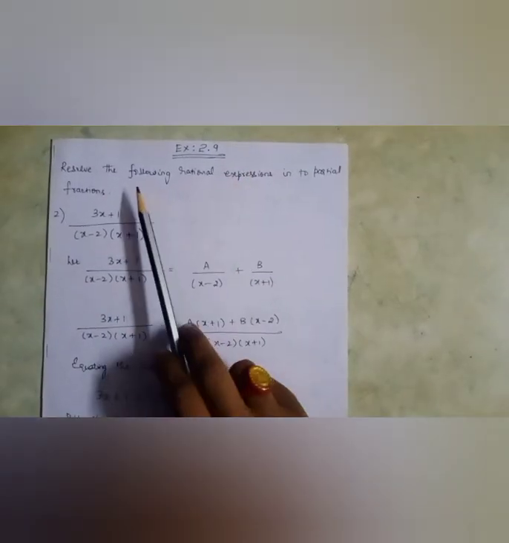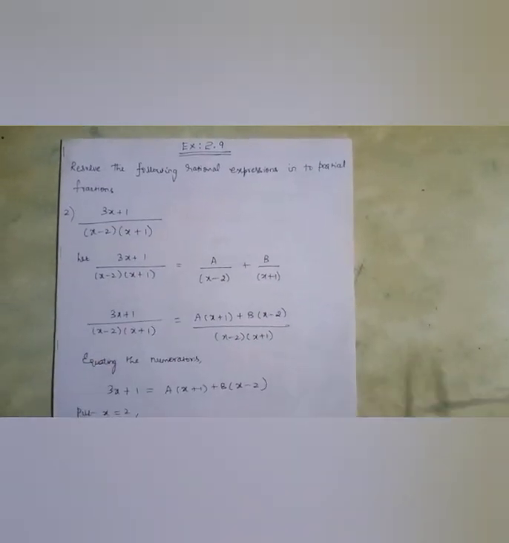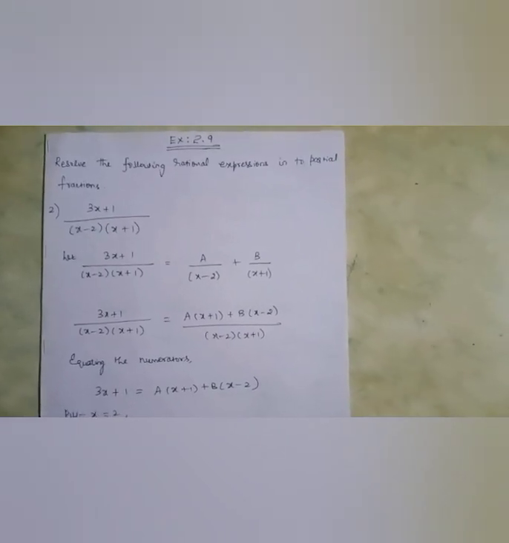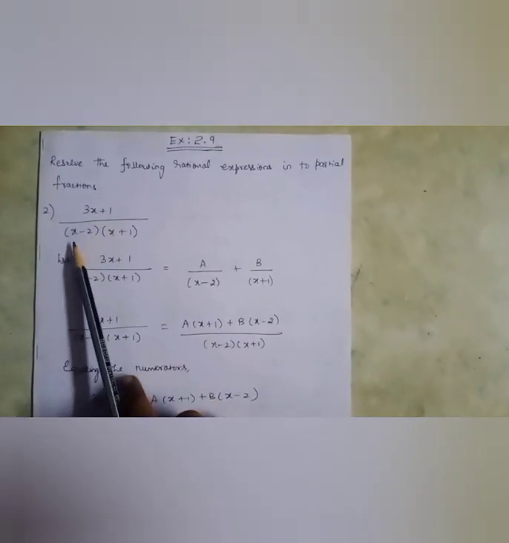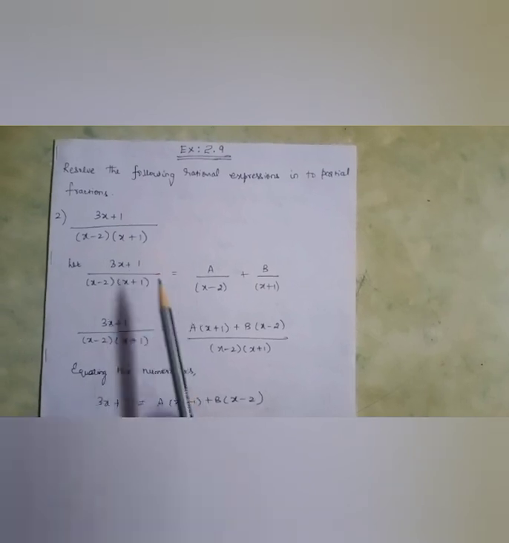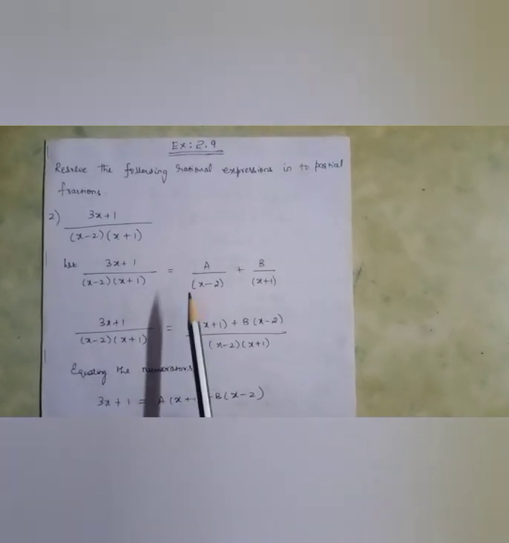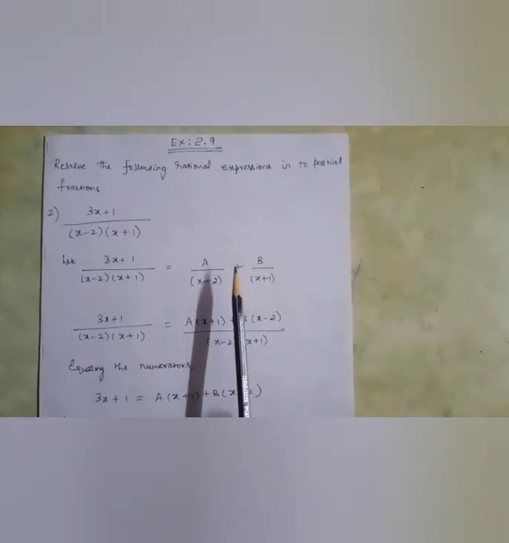Exercise 2.9. Resolve the following rational expressions into partial fractions. We'll start off with the second sum because the first sum is very easy, which you can do as homework. Second question, 3x plus 1 divided by x minus 2 into x plus 1. As per the definition of partial fractions, we can split them into linear factors or quadratic factors. So we are going to split it over here.